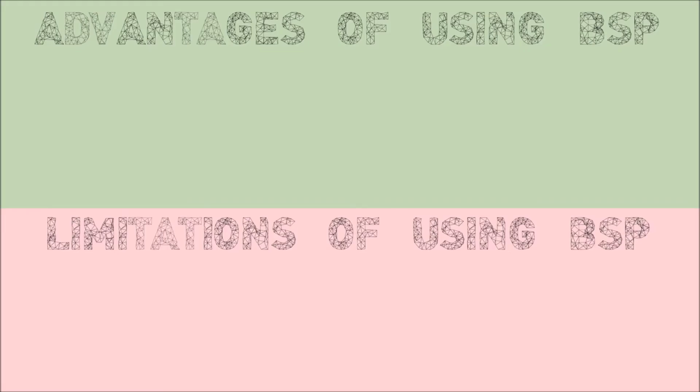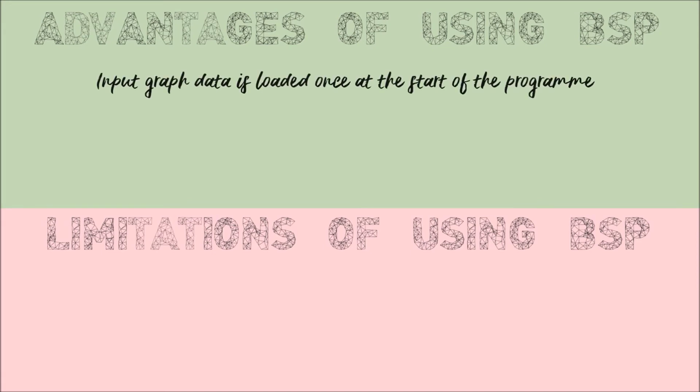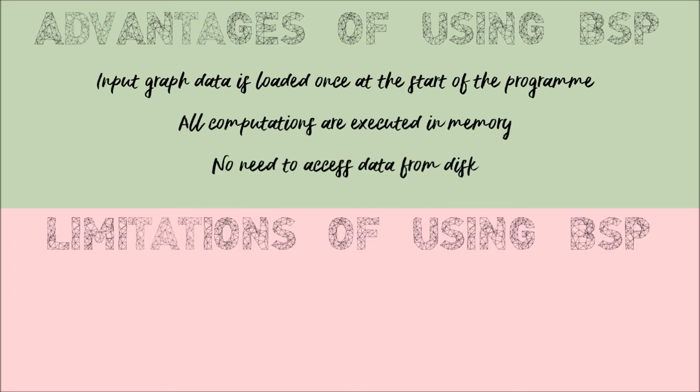One of Giraph's advantages of using BSP is that the input graph data is loaded once at the start of the program, and all computations are executed in memory. The program keeps the data in memory throughout the duration of an analysis job. Therefore, iterative algorithms that consistently reference graph data run faster by not having to access them from disk.